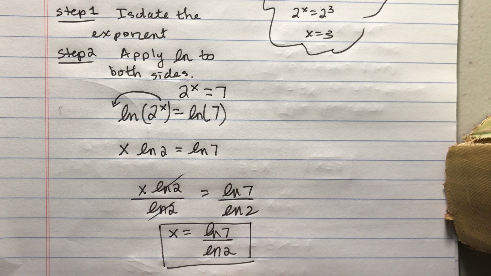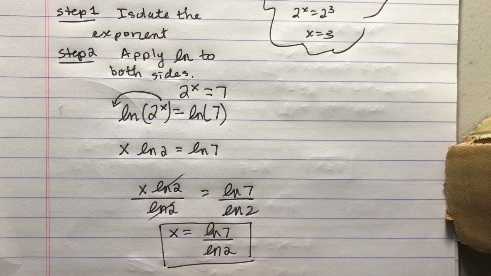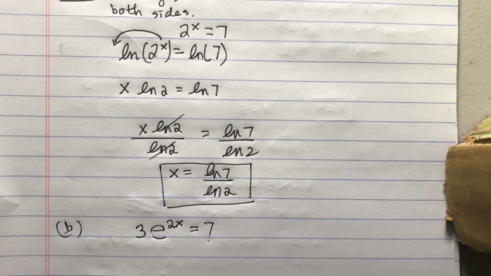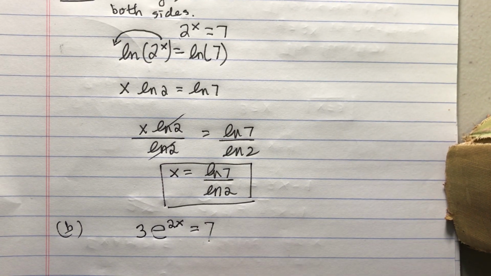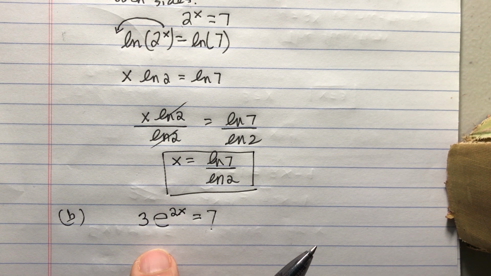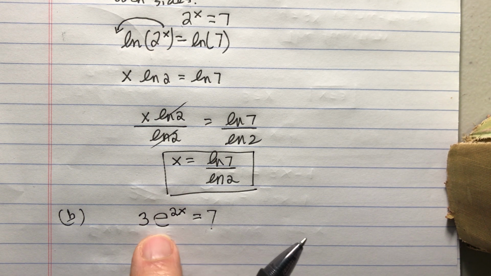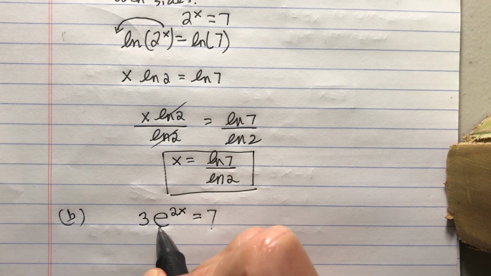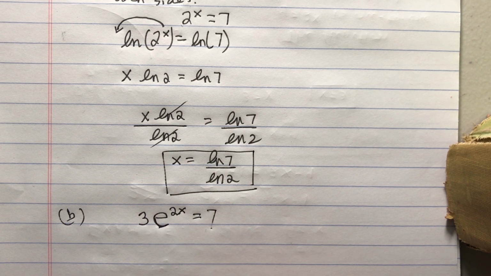Let's try something where I have base e. The truth is that many, if not most, scientific equations, when they have exponents, are using base e. It's just the go-to one that people use, and there are reasons for that, which we'll discover when we take calculus.